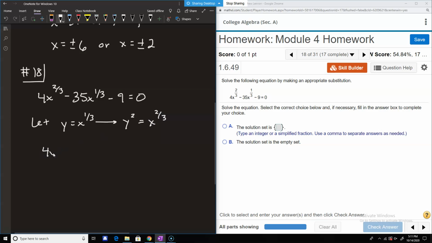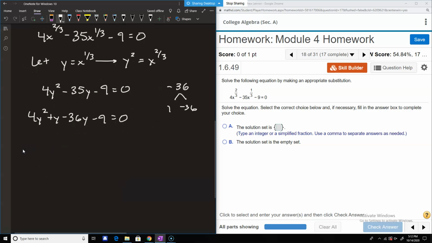So this means 4y squared minus 35y minus 9 equals 0. So again, this is one of the harder cases because the coefficient of y squared is not just 1. So we have to factor this by grouping. If you multiply the 4 and the minus 9, you get negative 36. And then we want two numbers that multiply to minus 36 but add to negative 35. So that can be, say, 1 and minus 36. So we can just break this into 4y squared plus y minus 36y minus 9 equals 0.